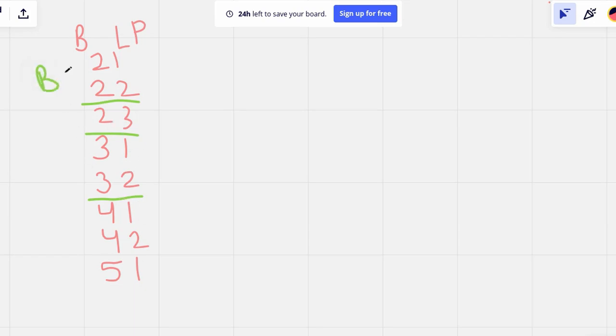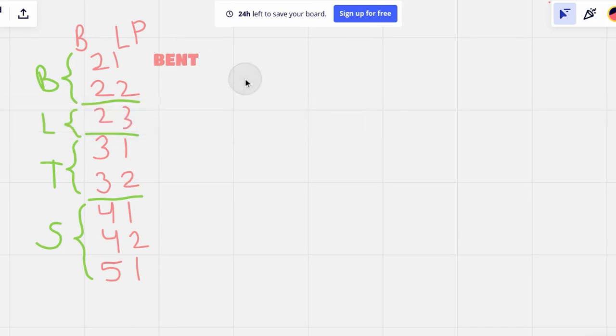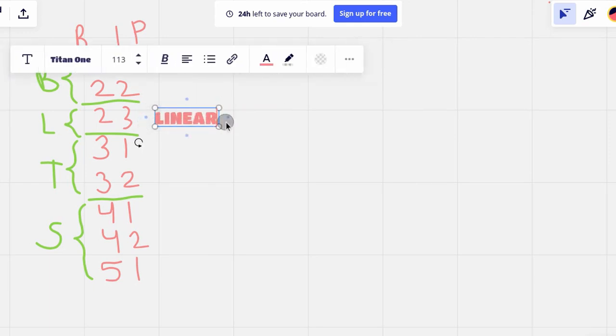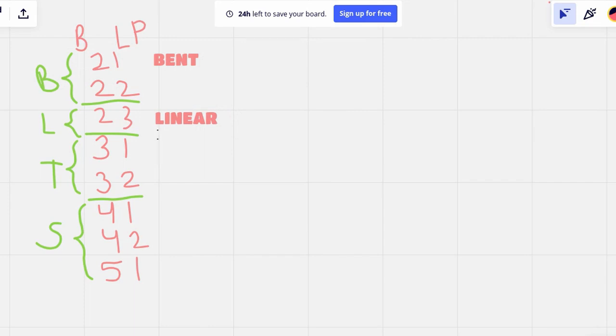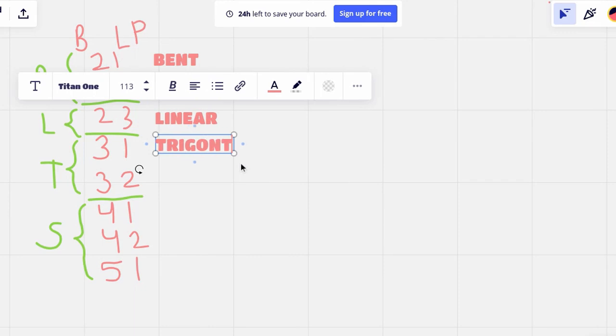So we're gonna have B for the first part, L for the next part, T, and then S. Those are the BLTS, like a big list. Now it's time to get to the nitty-gritty part. So the first section, the B section, is going to correspond with bent. The next one is going to be linear, and that corresponds with the L. And then the next ones are going to be T to correspond with the T in the BLTS.